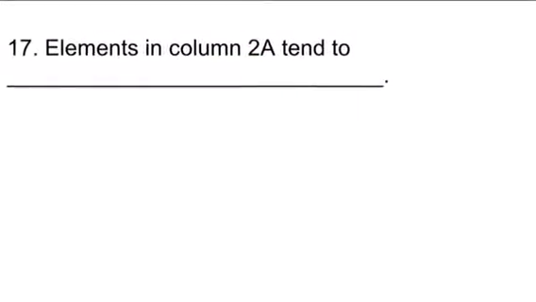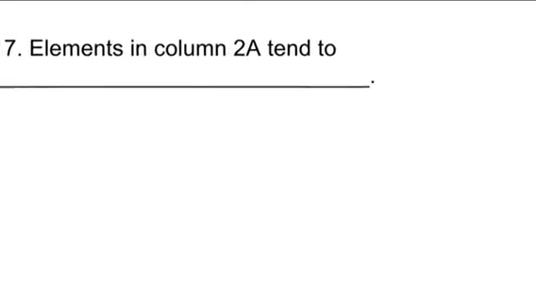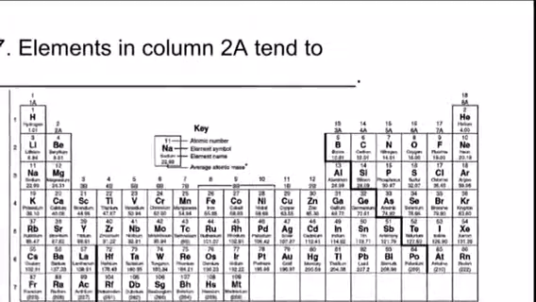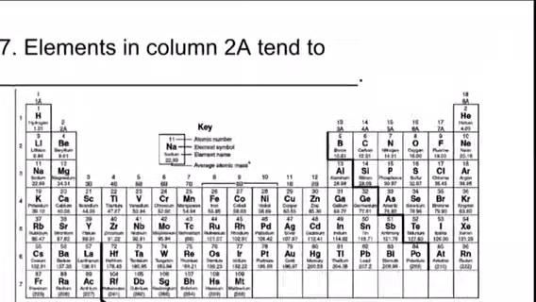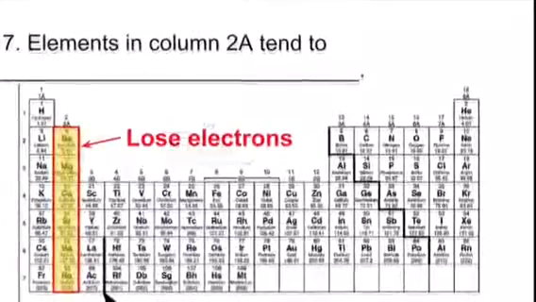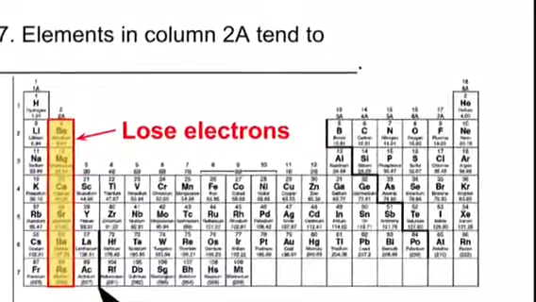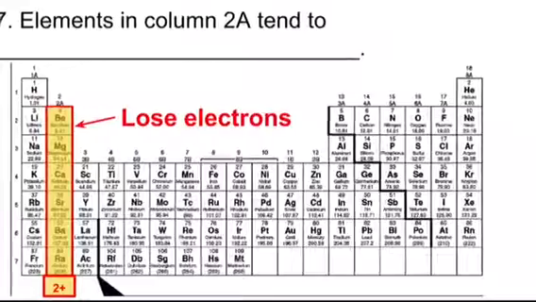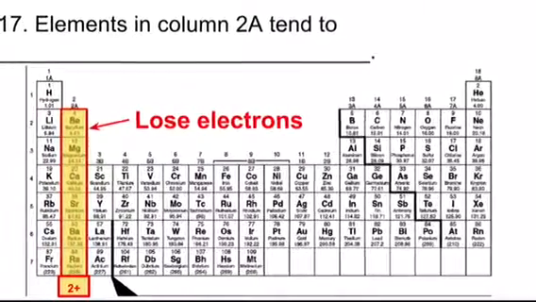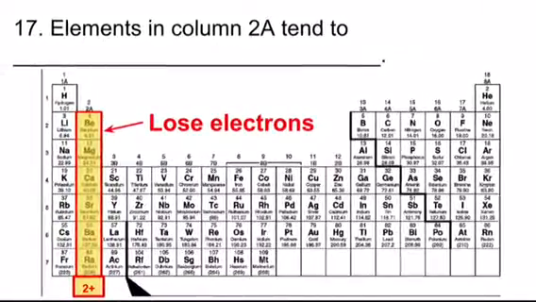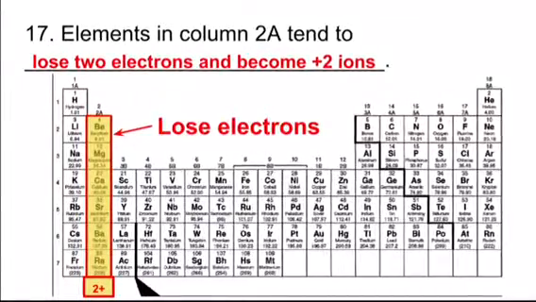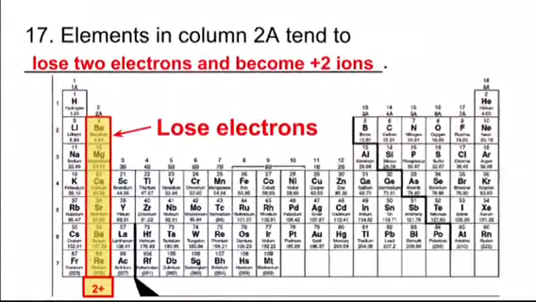17. Elements in column 2A tend to do what? Well, elements in column 2A have 2 valence electrons. Since they have 2 valence electrons, they're going to probably lose those electrons because it'll take less energy to lose 2 electrons than try to gain 6. So since they lose 2 electrons, they have a +2 charged ion. You can see that oxidation number down there. So they're going to lose 2 electrons and become +2 ions.